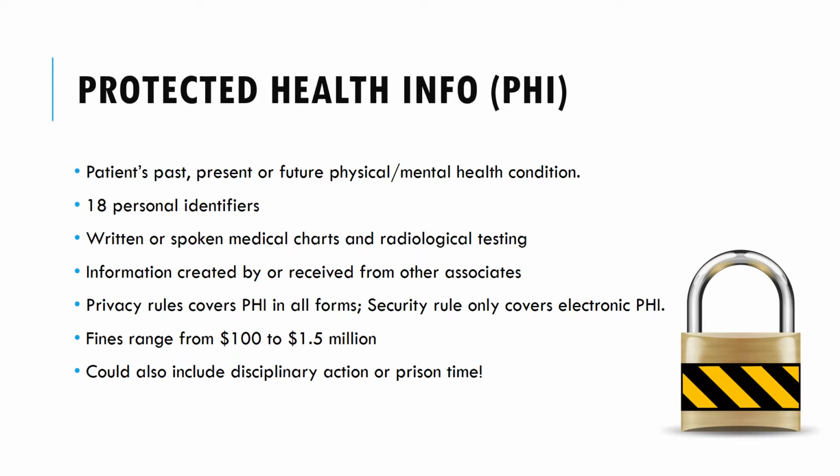And finally, while the privacy rule covers protected health information in all forms, the security rule covers only electronic protected health information. As discussed earlier, violation of HIPAA can carry heavy civil or criminal penalties, including fines ranging from $100 to $1.5 million, as well as professional disciplinary action or prison time for up to 10 years.